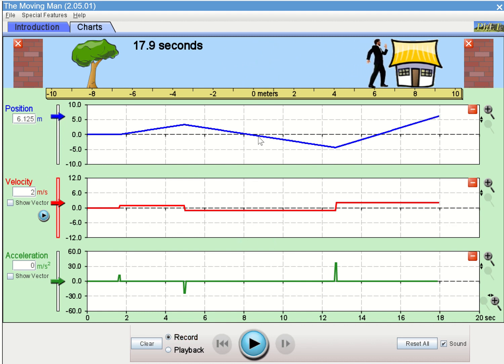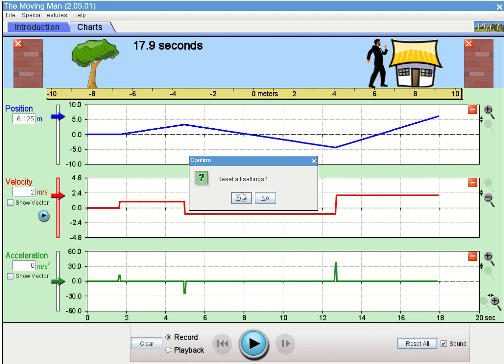So these inflection points in the position time graph are changes in direction. They're reflected in the velocity time graph, where in this region, you're moving in the positive direction. In this region below the 0, you're moving in the negative direction. So if you cross over the 0 on the velocity time graph, you changed direction.